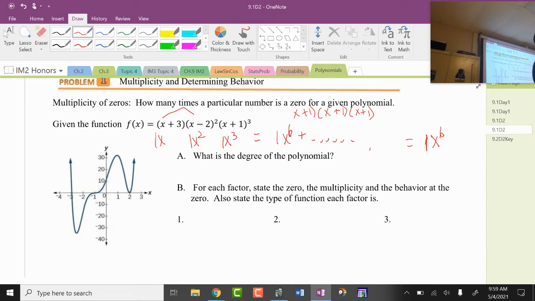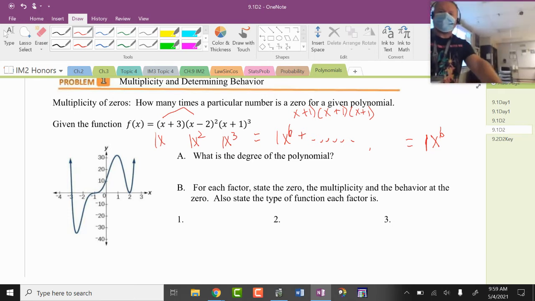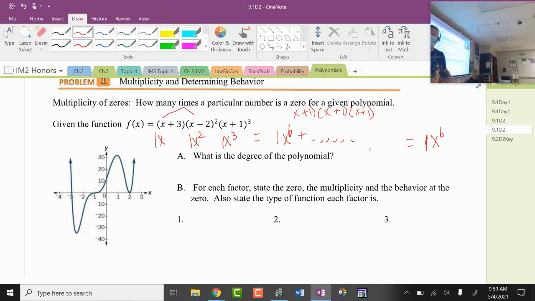Now it's time for me to do the polynomial dance. You ready? Okay, I don't know if you get to see me in this picture real well. My Star Wars shirt today, may the fourth be with you.